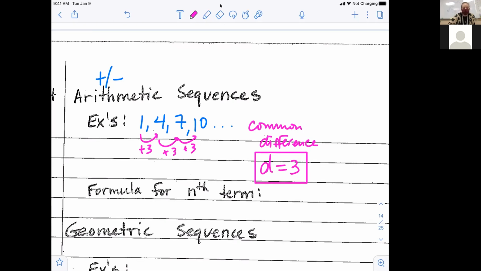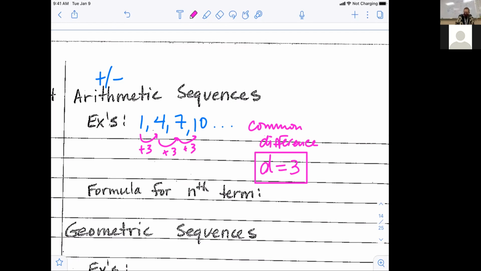We just looked at an arithmetic sequence. The example I gave you was 1, 4, 7, 10. An arithmetic sequence means that we're adding or subtracting in order to get to the next term. So this time, the thing that we're adding or subtracting is 3, and so we call that the common difference.